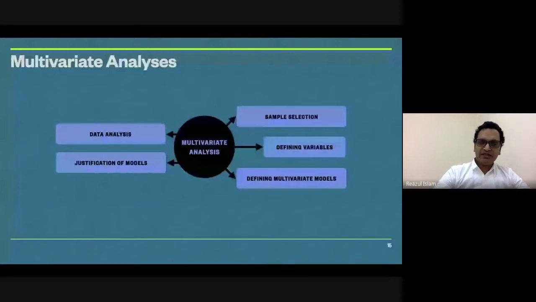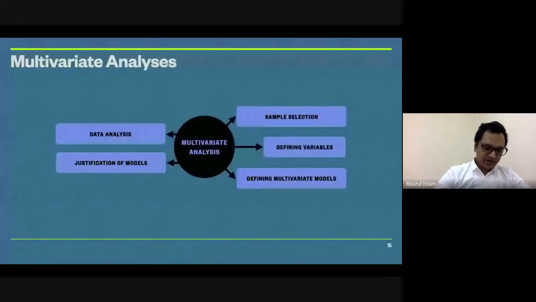Then multivariate analysis. Multivariate analysis is used when we want to see more than two variables, independent variables, and their impact on dependent variables. When we want to see many factors affecting a certain thing, we do multivariate analysis. So in multivariate analysis, we need to develop a model.